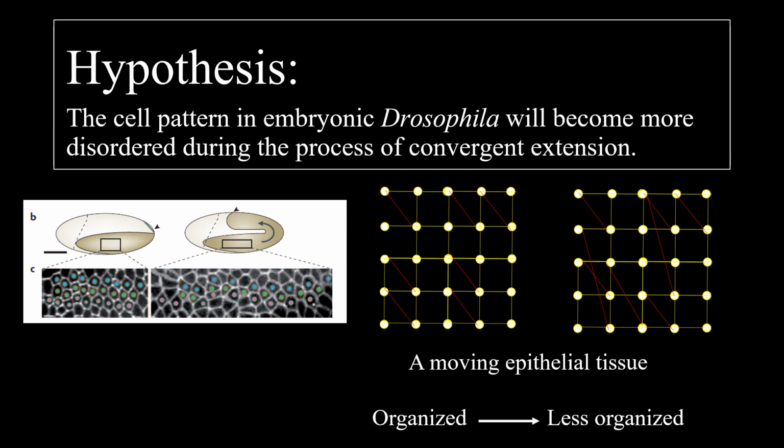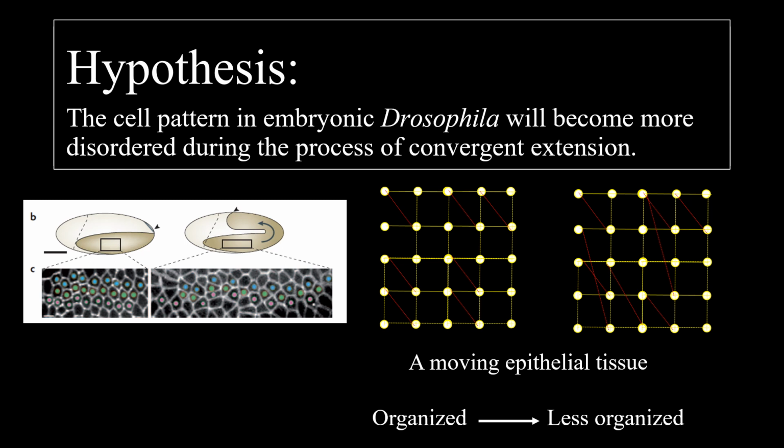The hypothesis in this paper is that the cell pattern in embryonic Drosophila will become more disordered during the process of convergent extension. When the epithelia start moving and interchanging neighbors, they are going to go from organized to less organized. Here you have predictable lines. With this schematic, what I wanted to show you is that it becomes a little more unpredictable, not as disorganized as the chaotic soap foams, but it's becoming more disorganized.